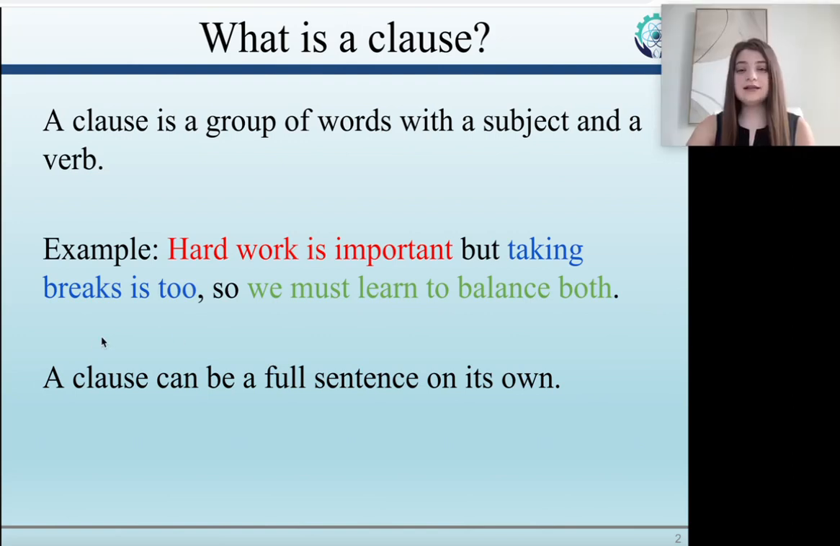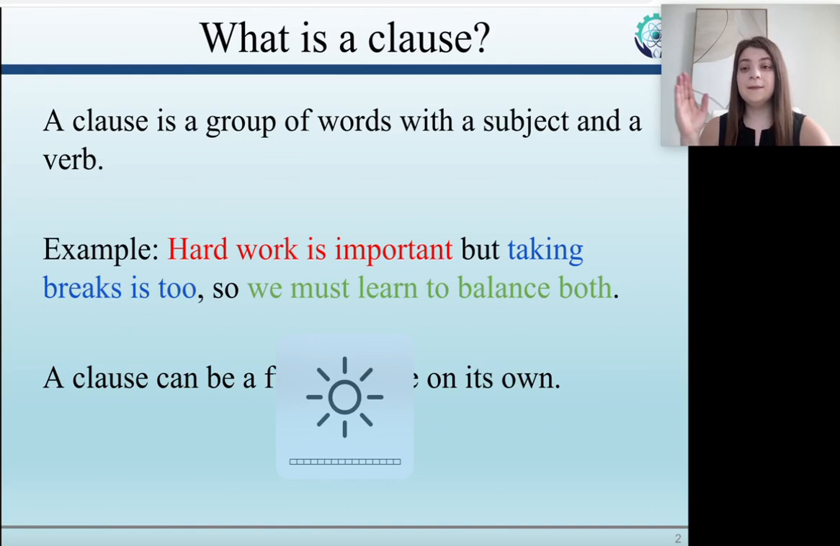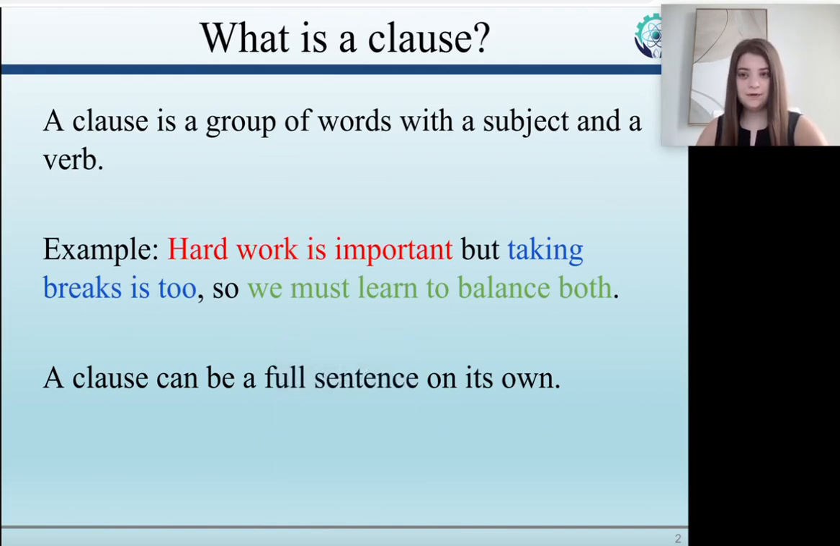And so a clause, some types of clauses, if we have an independent clause, it can actually be a full sentence on its own, right? A subject with a verb can be a full sentence, right? For instance, if we looked at hard work is important and we just put a period there, that would be fine too, right? Hard work is important, bam, full sentence. We must learn to balance both, bam, full sentence.